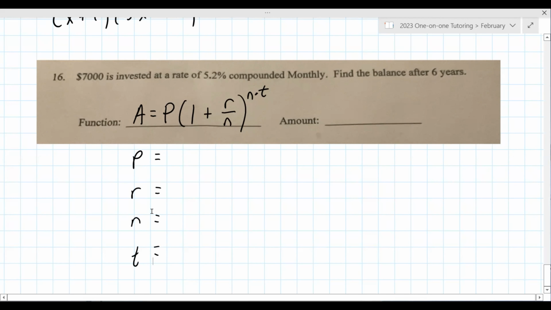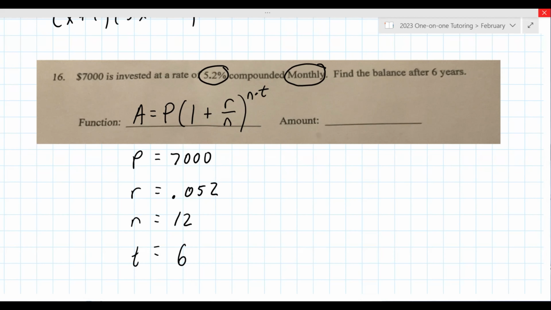So P is 7,000. Good. The rate is 5.2%. You got to convert it to a decimal. What is that decimal? 0.052. Good. The n comes from the word monthly. So 12. Good. And the number of years? Yeah, 6. Grab your calculator, see if you can work this out.